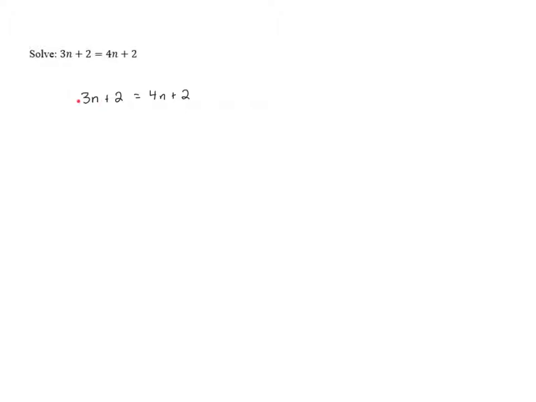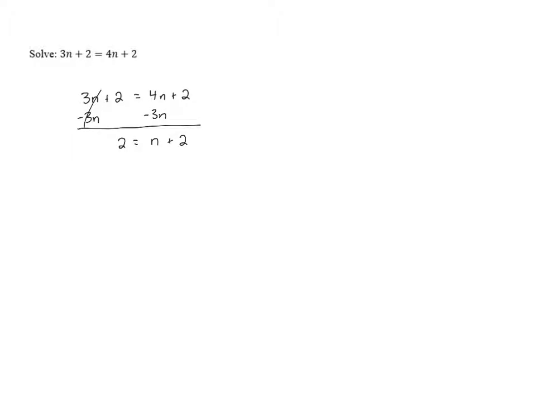Notice that if we subtract 3n from both sides, that will eliminate this 3n, and then 4n minus 3n is going to be 1n, which gives us a positive amount of n. So that's going to be the better choice here. Let's subtract 3n on both sides. When we do that, we have 2 on the left, and on the right, 4n minus 3n is just n. So we have 2 equals n plus 2.